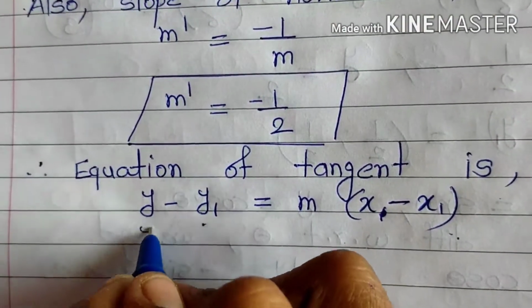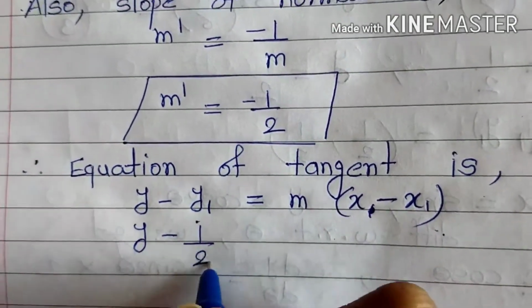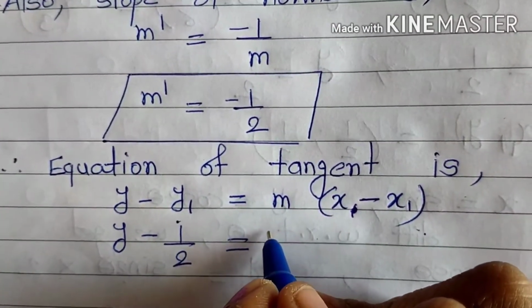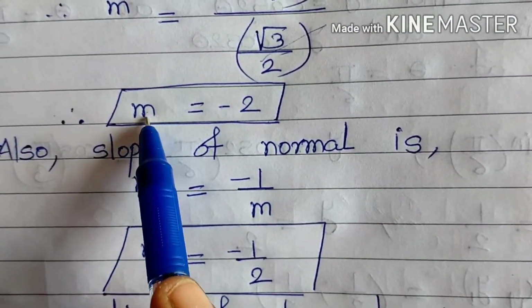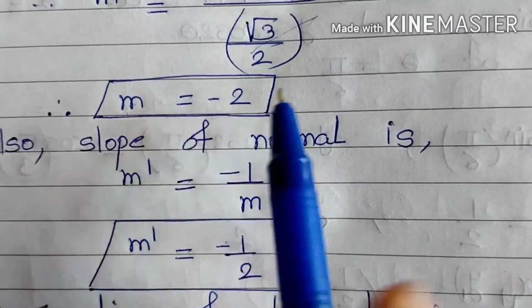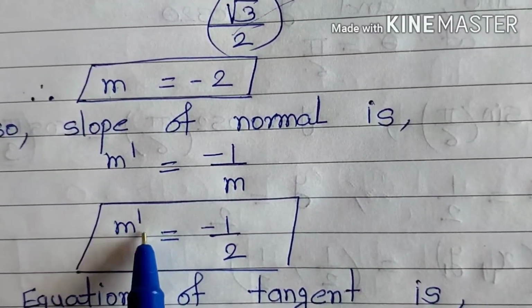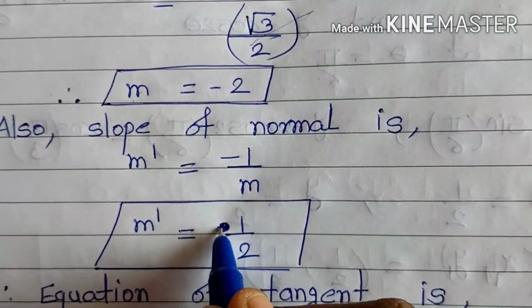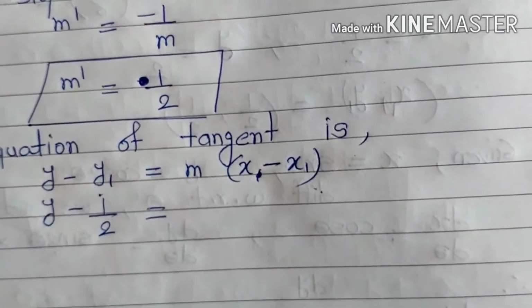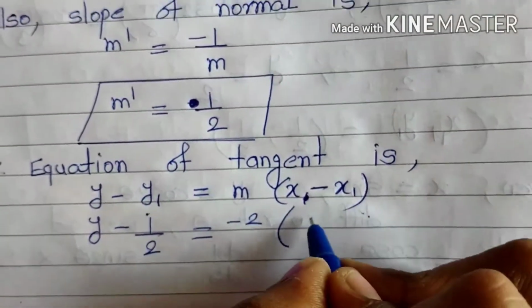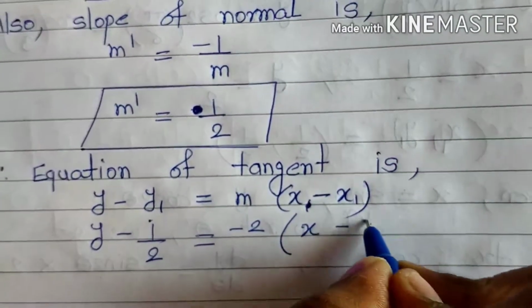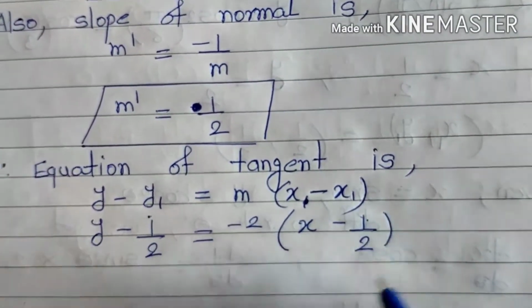Now we have the point x1, y1 which is 1 by 2, which we already found. So put only these values. Value of m is -2. Sorry, here is one mistake. Here the value of m is equal to -2. Then the value of m dash is 1 by 2 because minus minus gets plus. Therefore -2 times x minus 1 by 2.